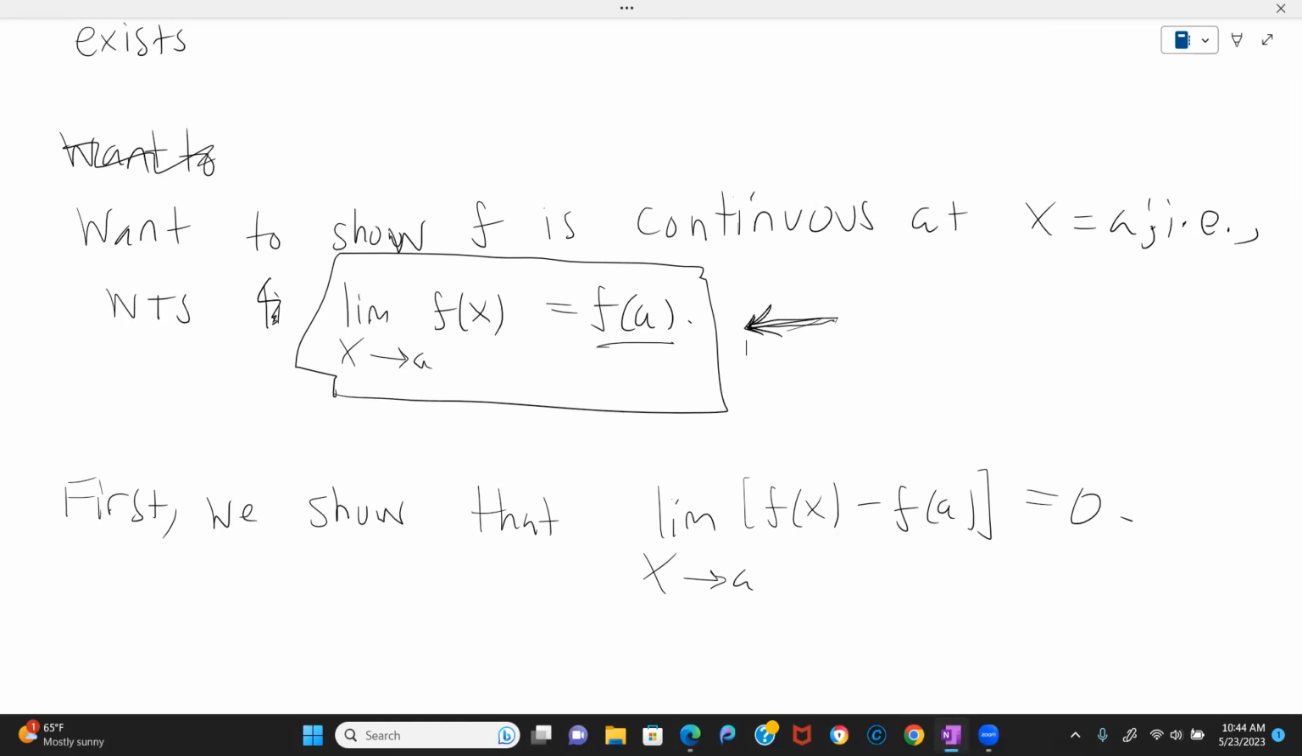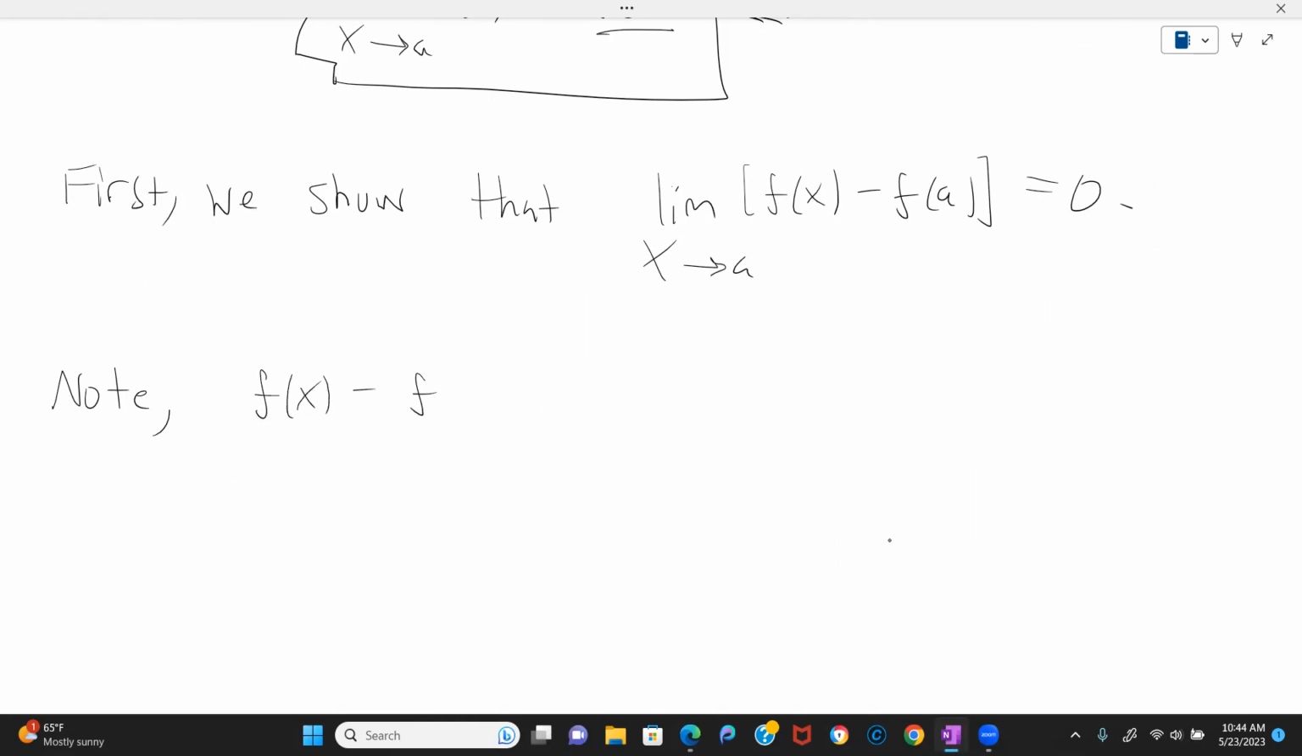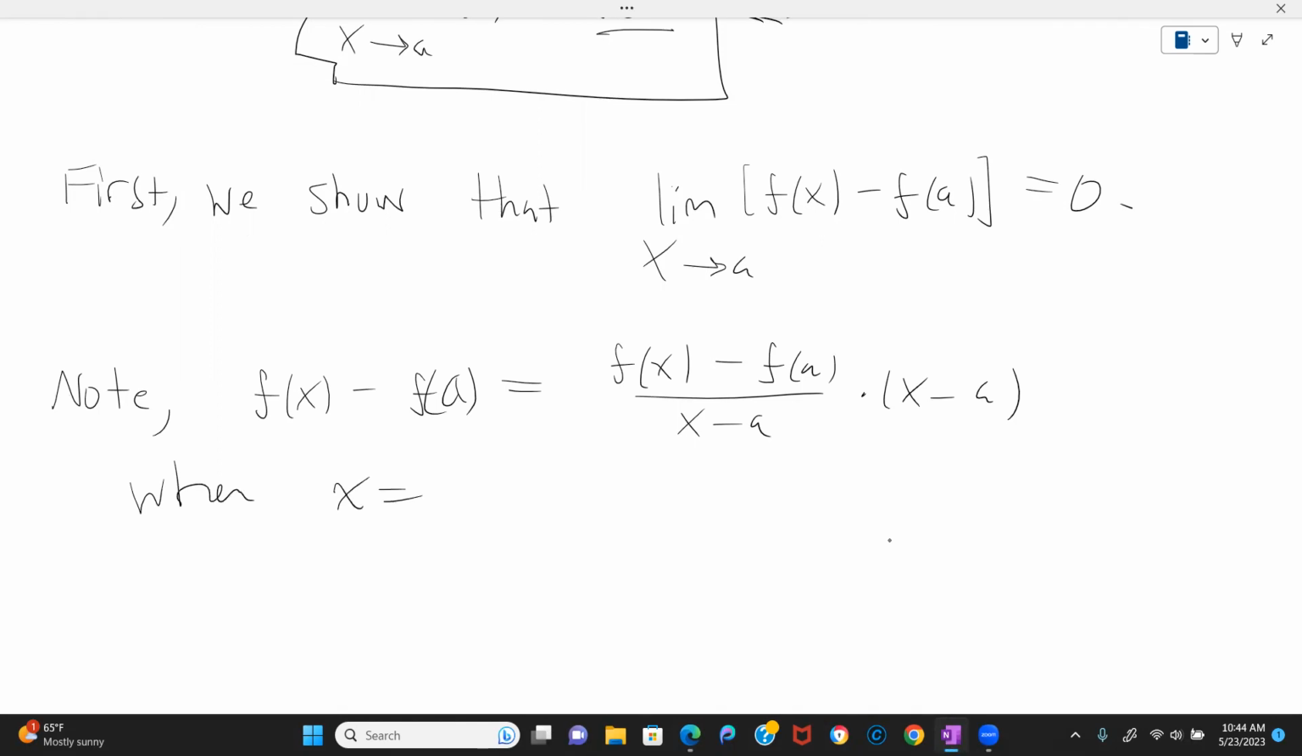So first of all, note we can say that f of x minus f of a is equal to f of x minus f of a divided by x minus a, times x minus a, when x is not equal to a but near a.